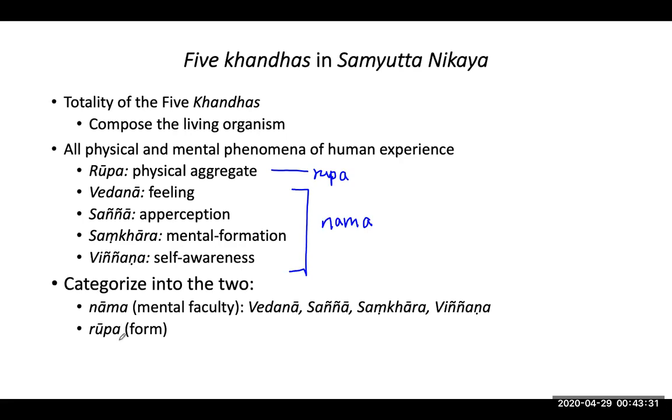Nama includes vedana, sanya, sankhara, vijnana, because these are mental phenomena, and then rupa is the more physical aspect. Even though this is a physical aspect, many Buddhist scholars point out that rupa itself also carries some sensorial meaning. That is too much detail for this class, but the five khandhas can be categorized into nama and rupa, and you will hear this expression many times when you read the Sutta Pitaka.